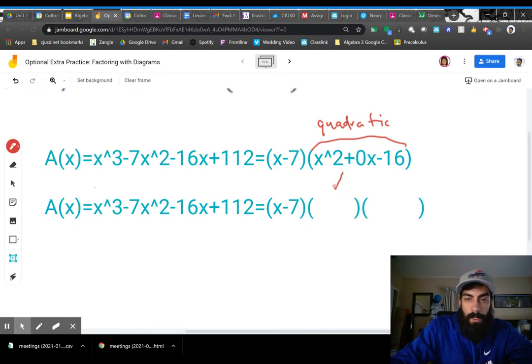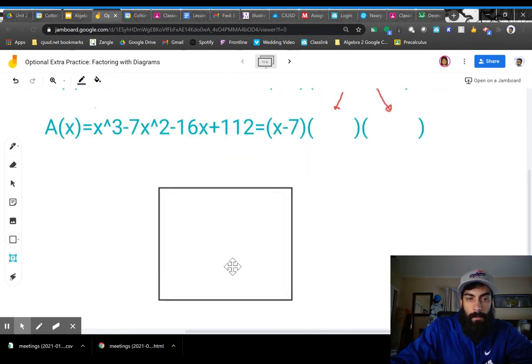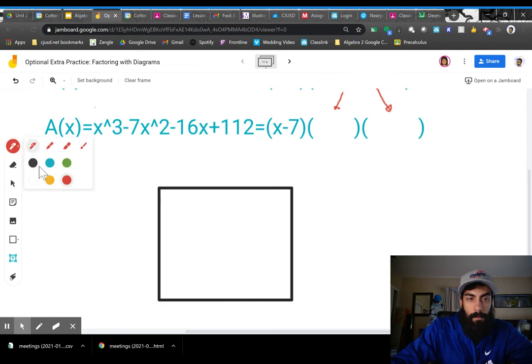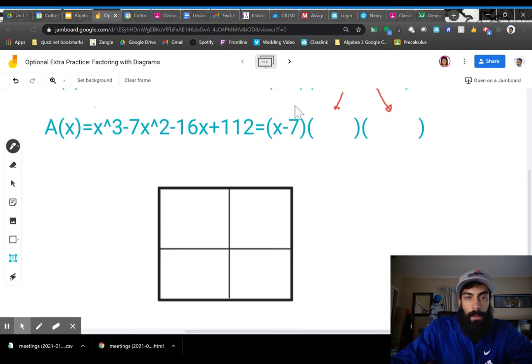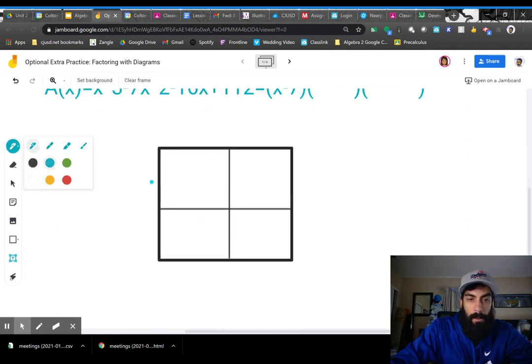This is what we did last week. We learned how to factor quadratics. So what we can do is set up an area model for this quadratic real quick. We'll use the square tool. And we can start filling in what we need. X squared, 0x, and negative 16.